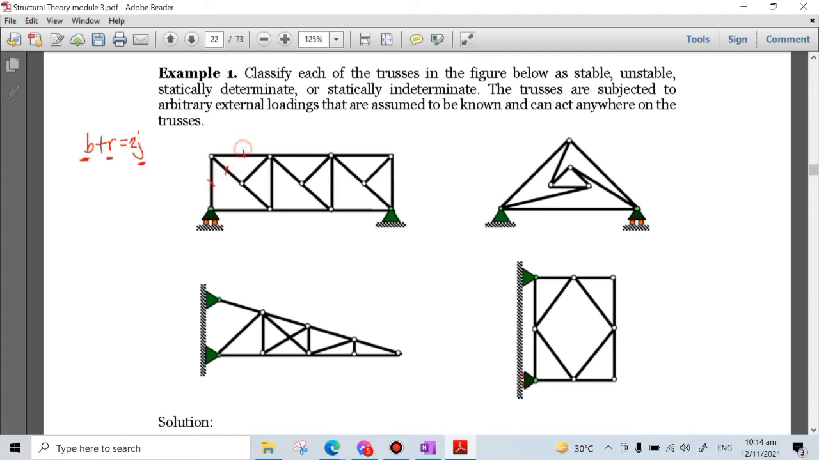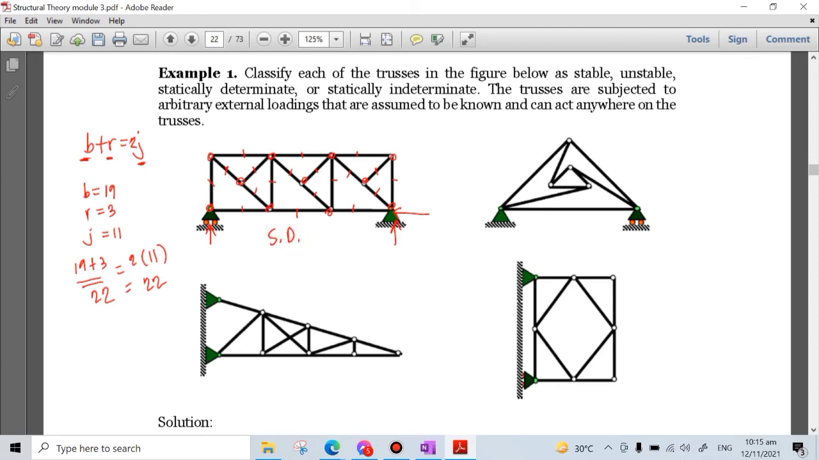So, we have here 1, 2, 3, 4, 5, 6, 7, 8, 9, 10, 11, 12, 13, 14, 15, 16, 17, 18, 19. So, we have here B is equal to 19. And the number of reactions, may isa tayo dito and may dalawa tayo dito. So, you have the reactions is equal to 3. And the number of joints, we have 1, 2, 3, 4, 5, 6, 7, 8, 9, 10, 11. So, the number of joints is equal to 11. So, applying it to the formula, we have 19 plus 3. Ano yung condition niya when it comes to 2J? Ang J is 11. So, tingnan natin ha. We have 19 plus 3, that is 22. And this is 22 also. So, they are equal. So, meaning this is statically determinate.